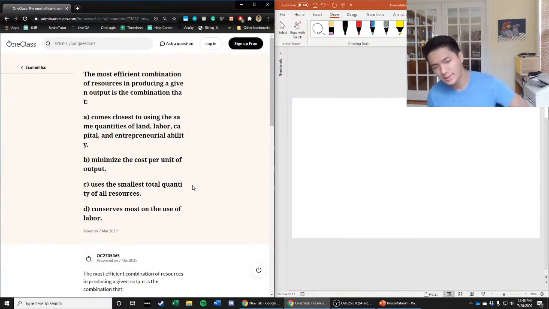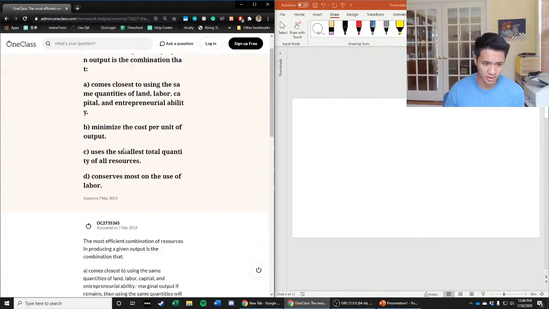And D says conserves most on the use of labor. And again, it's unclear why efficiency would entail paying specific attention to just one of our factors of production, just labor, right? Why not land? Why not capital? And so this isn't really the way we view efficiency. It's again going back to the idea of minimizing cost per unit of output. And so B is going to be the best answer choice over here.